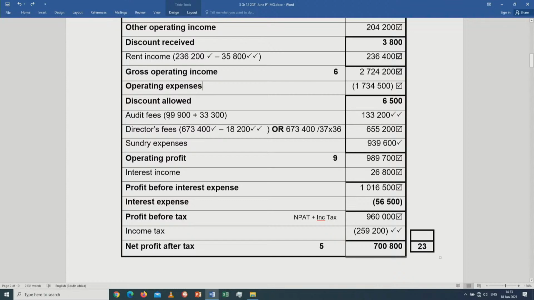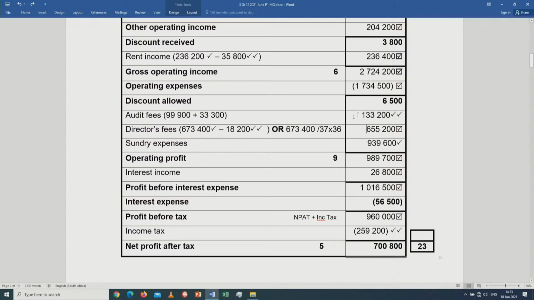Audit fees, you must be very careful, colleagues. Here with audit fees, we are not going to mark anything in brackets. So the final answer must be 133,200. So it's 133,200, 2 marks or 0. If it's not 133,200 as a final answer, it's something else, then it's 0.